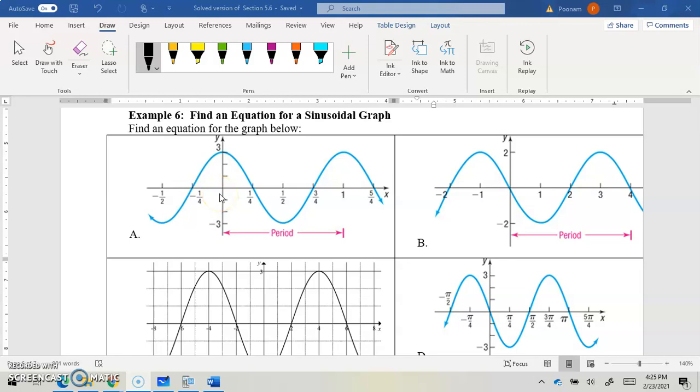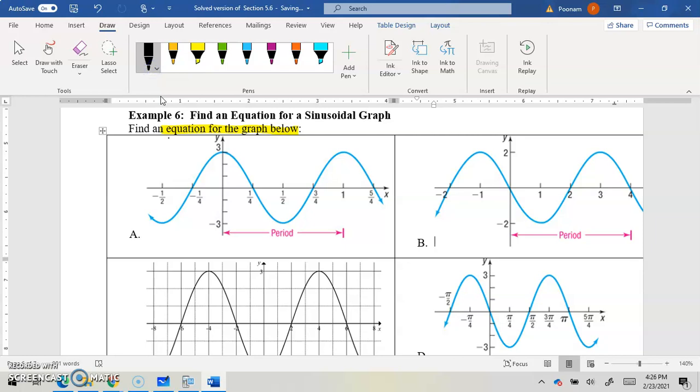Example number 6 here, we have these graphs. We have to write the equation of the given graph. Find the equation for the graph below. So all of these are sinusoidal waves. Let's look at the first one, part A.